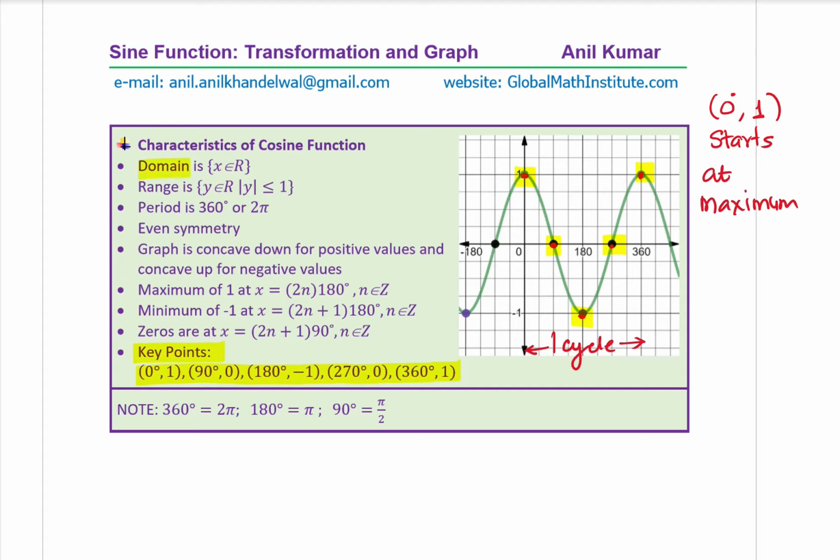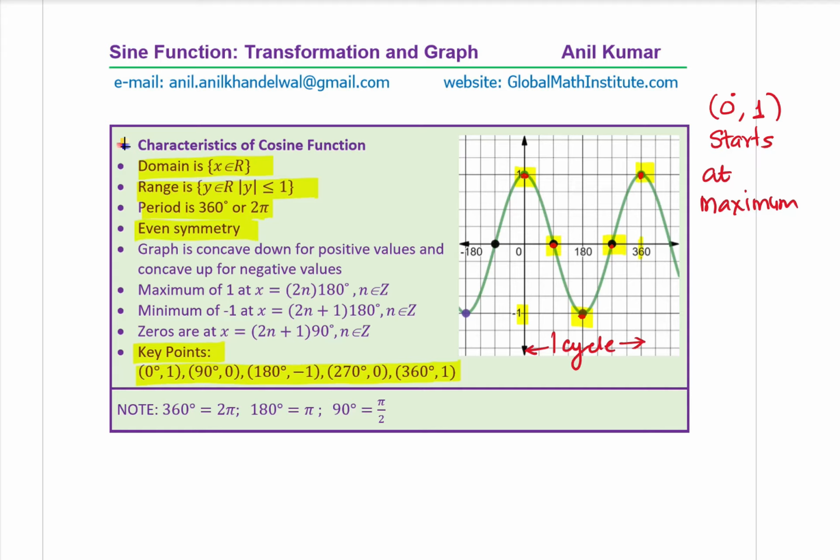Domain for the cosine function is all real numbers. As far as range is concerned, you can see it is between plus and -1. We also write absolute value of y is less than or equal to 1. The period, as highlighted here, is 360 degrees or 2 pi radians.